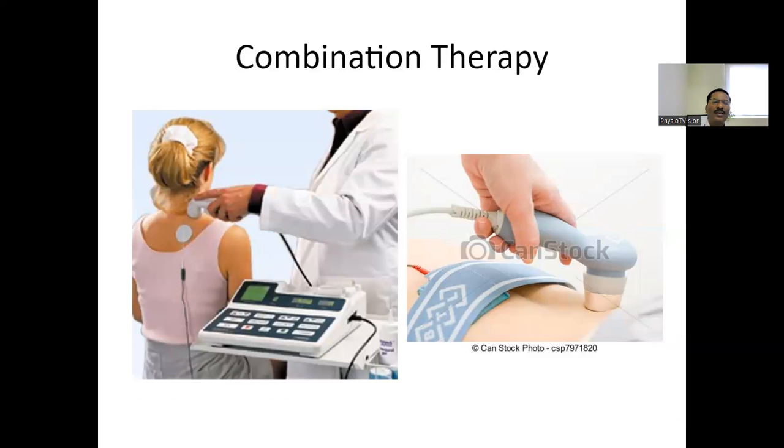We can use it in combination with other modalities like ultrasound, where one electrode of the interferential current is connected to the ultrasound machine. The ultrasound machine has an input for combination therapy, and now the head of the transducer will act as the electrode which you have connected to the ultrasound machine.